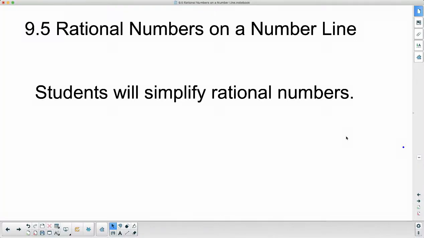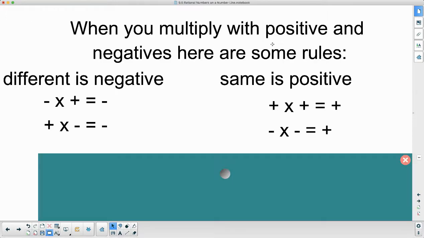Simplifying rational numbers today. So using those same numbers from yesterday: any whole numbers, positive or negative, any fractions, positive or negative. That also includes decimal numbers as well. So pretty much all numbers, we're going to be talking about how to simplify them when we have different positive and negative signs. When you are multiplying with a positive and negative, here are some rules to follow.